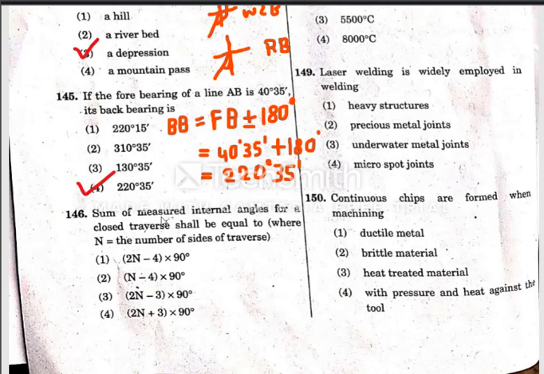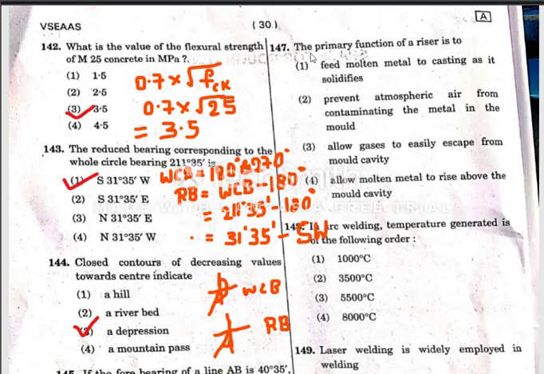And the next question: the sum of measured internal angles for a closed traverse shall be equal to (2n minus 4) into 90 degrees. Here n represents the number of sides of the traverse. So the correct answer is (2n minus 4) into 90 degrees. Option 1 is the correct option for this question.